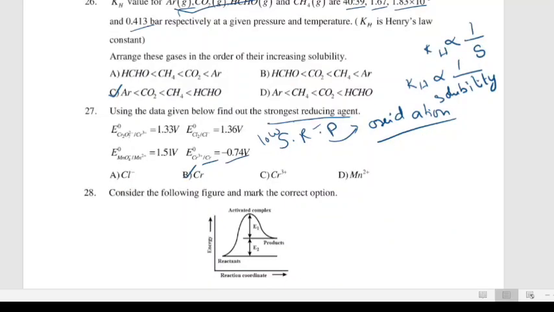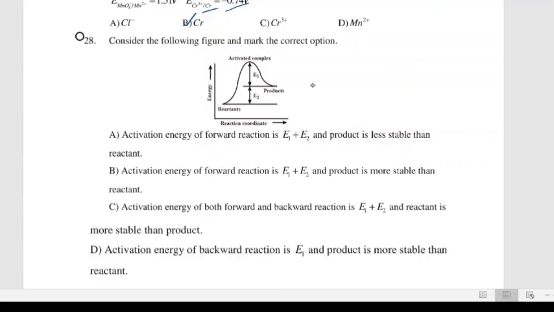Consider the following figure and mark the correct option. Here, if you observe the graph, this is the energy and this is the reaction coordinate, reactants and products. The reactants, after getting the E1 plus E2 energy, convert into the activated complex, and only then convert into products. And if you observe, the products have higher energy than the reactants. What does it indicate? It indicates that the reaction is an endothermic reaction.